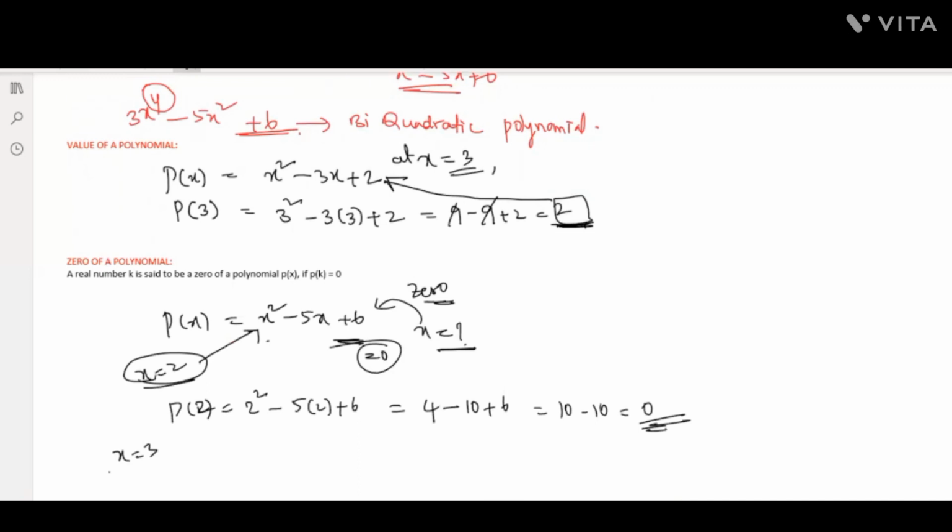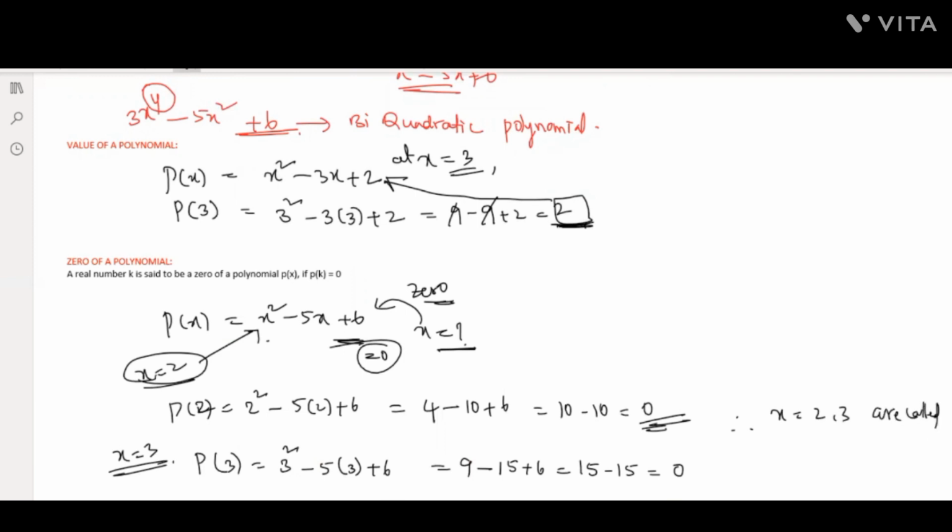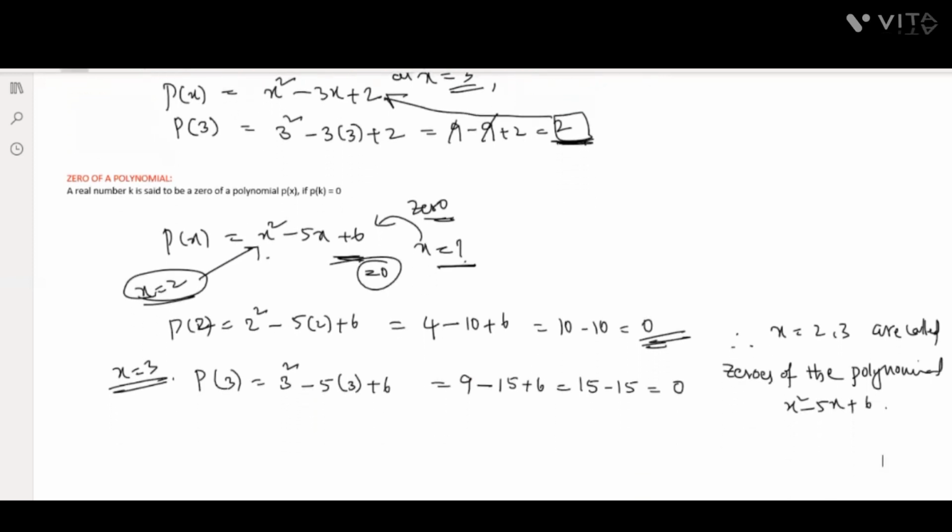And what is another value which makes it 0? x is equal to 3. p of 3 is equal to 3 squared minus 5 into 3 plus 6. So this will be 9 minus 15 plus 6, which is 15 minus 15, equal to 0. So that's why x is equal to 2 and 3 are called the zeros of the polynomial x squared minus 5x plus 6.